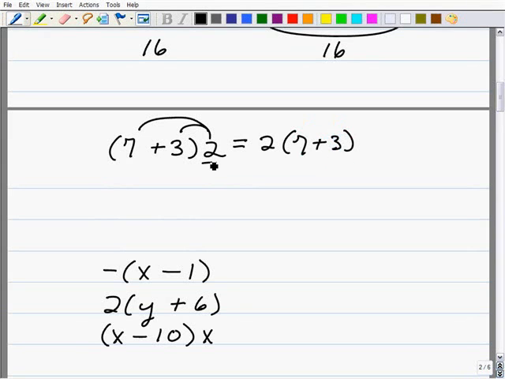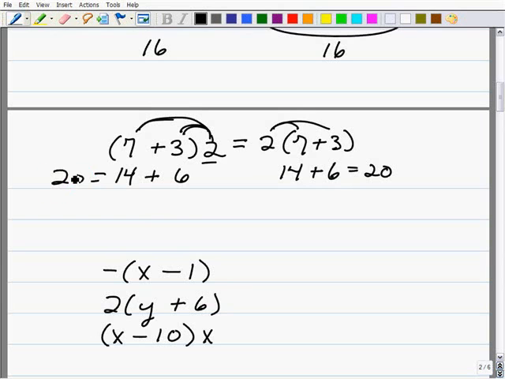So if you don't like the 2 on the right-hand side, just move it over to the left-hand side, and then you can go and apply the distributive property. So that would be 14 plus 6, or 20. Or if you did it this way, 2 times 3 is 6, plus 2 times 7 is 14, which of course is 20. All right, moving on.